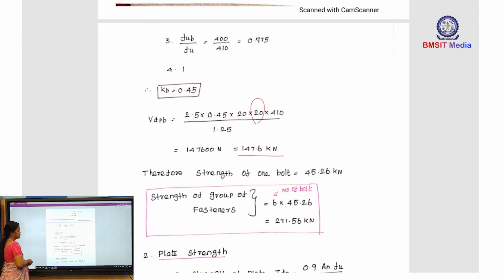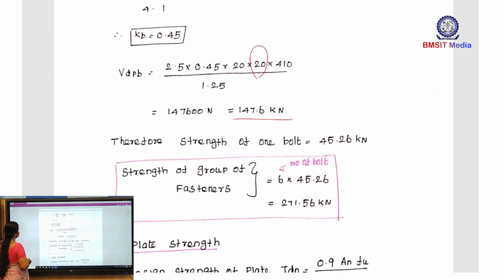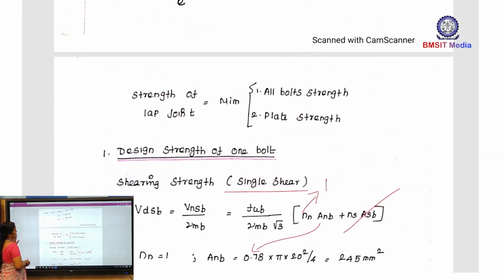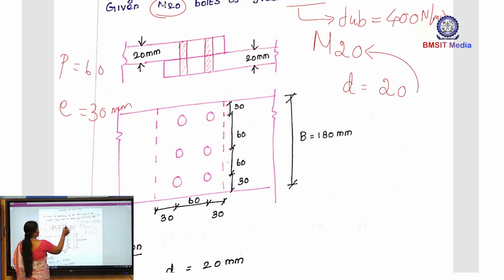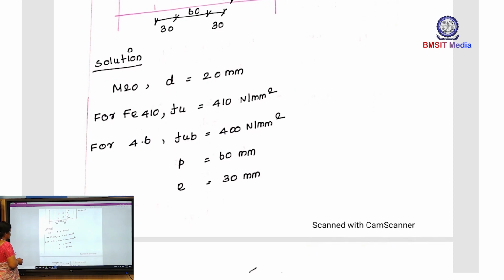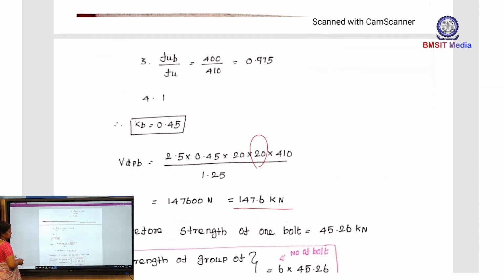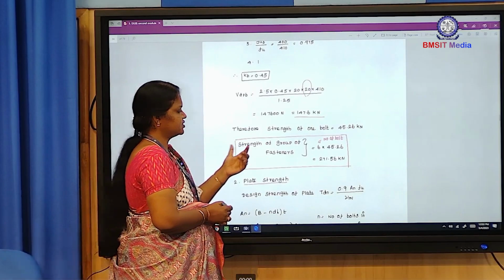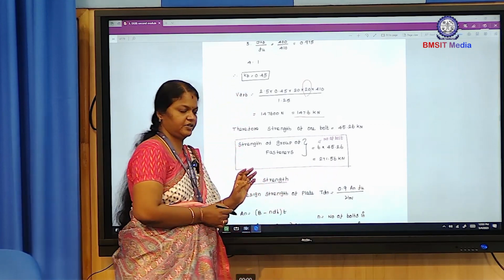Here the number of bolts is also given in the question, that is, how many bolts are there in one plate. This is one plate. Here 2 rows are there, that is 1, 2, 3, 4, 5, 6, so 6 bolts are there. Now, we have to find out the strength of 6 bolts. So, 6 into 45.26, so 271.56 kilonewton.